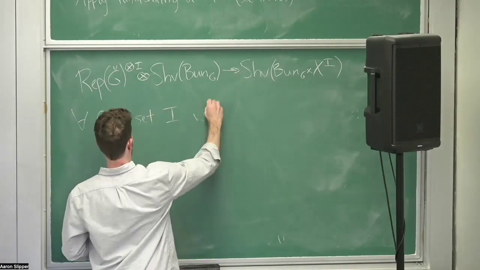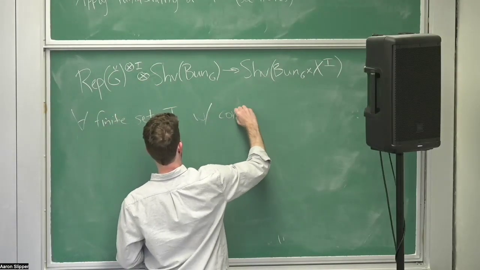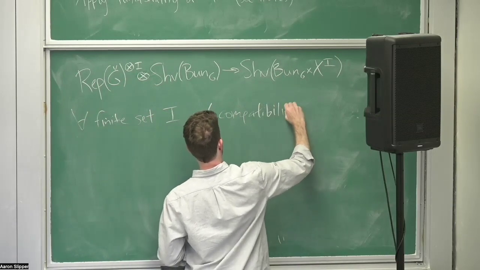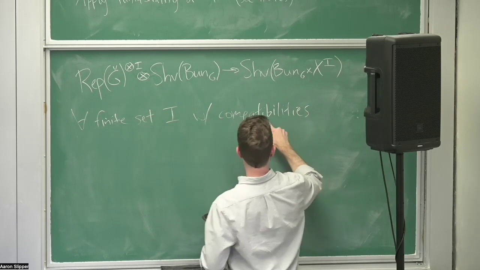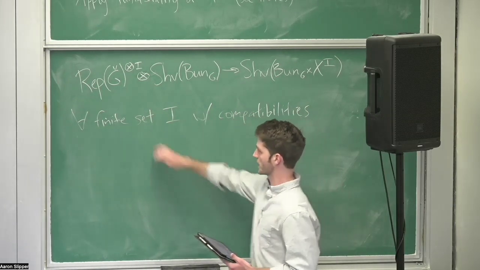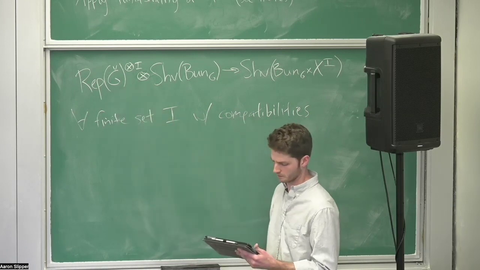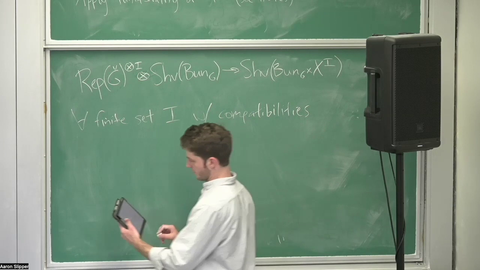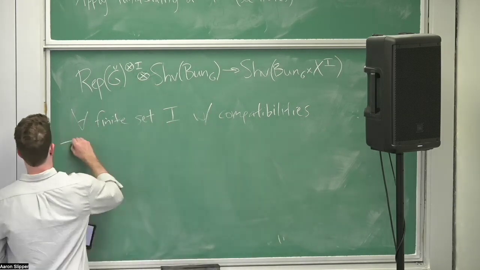And it'll have some natural compatibilities as the finite set I varies, which is related to the symmetric monoidal structure on Rep G check. Let me just sweep that under the rug. Okay, and then there's this.